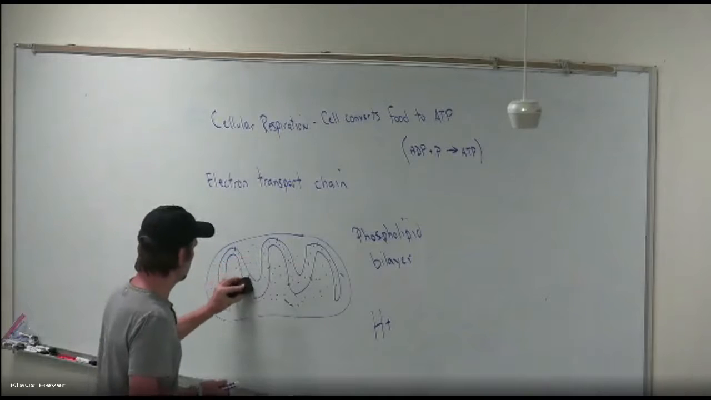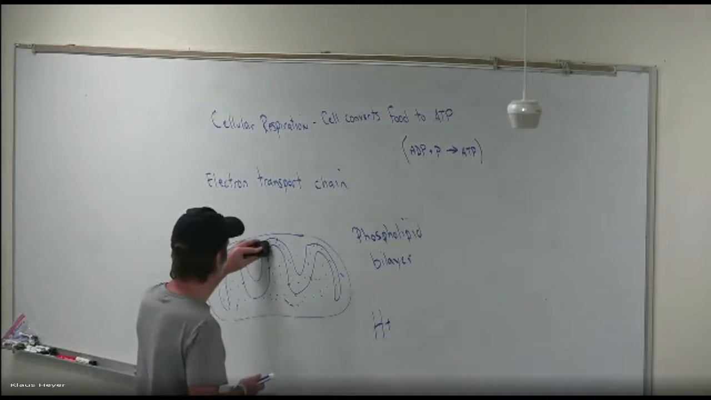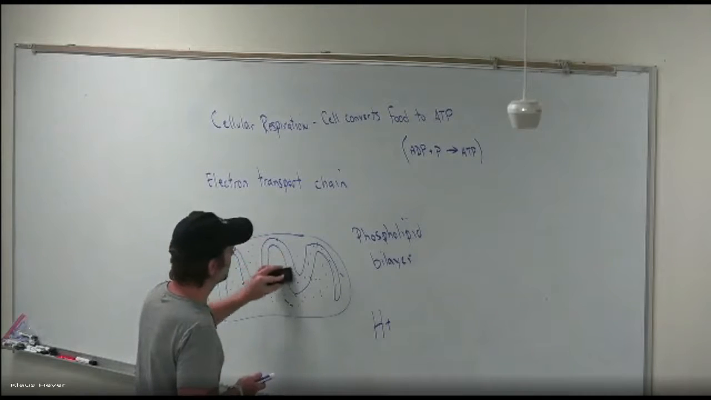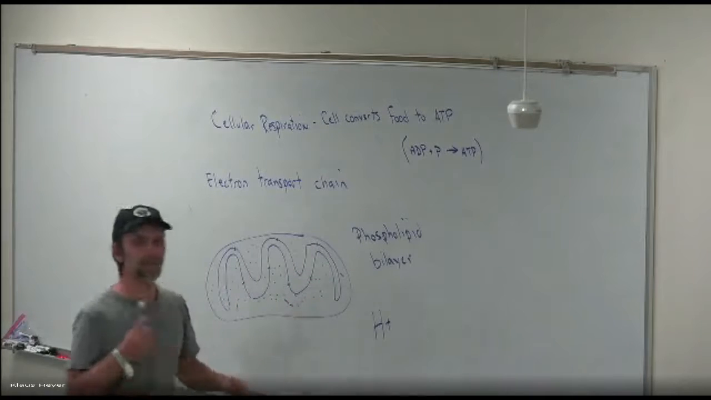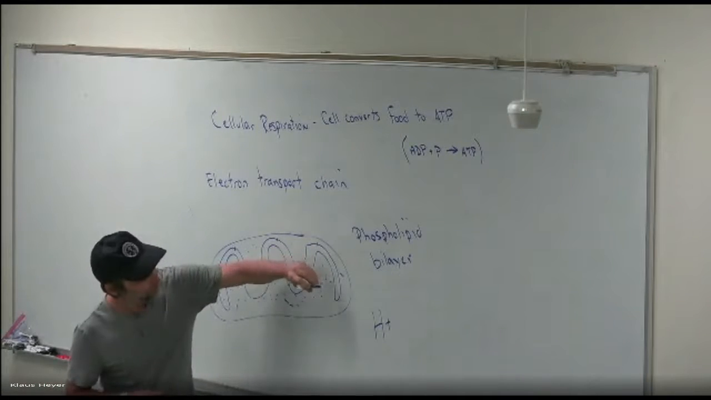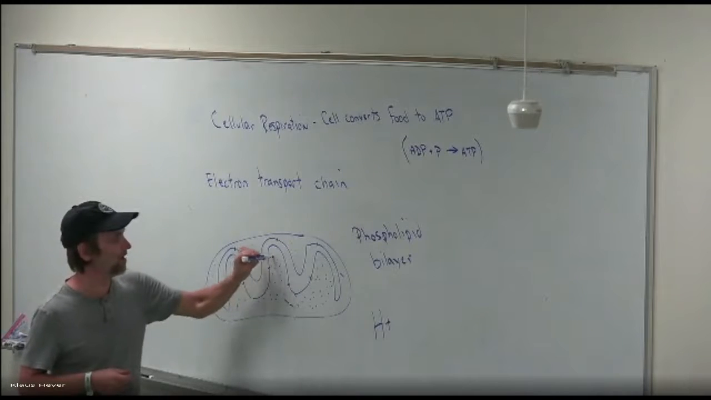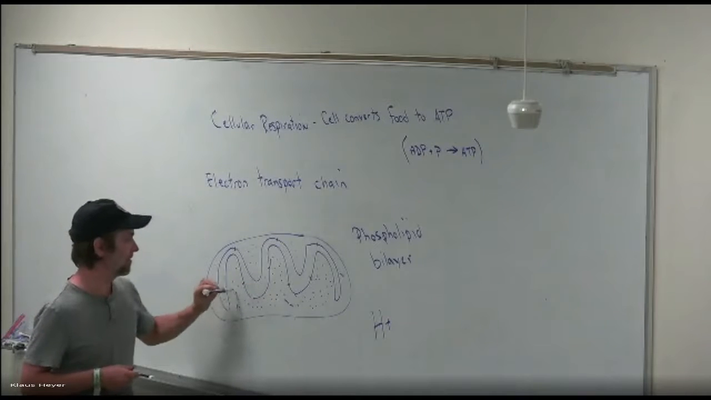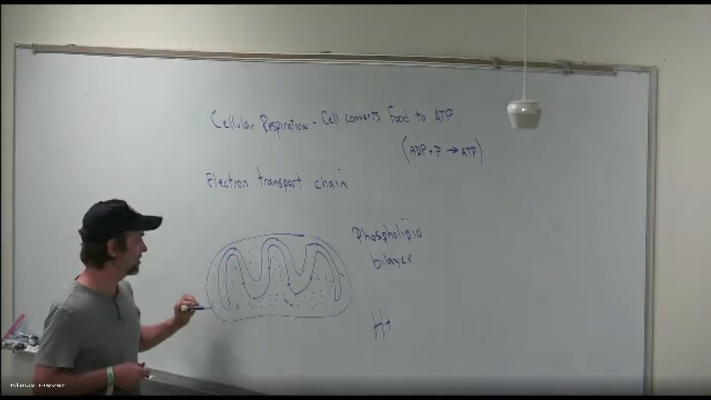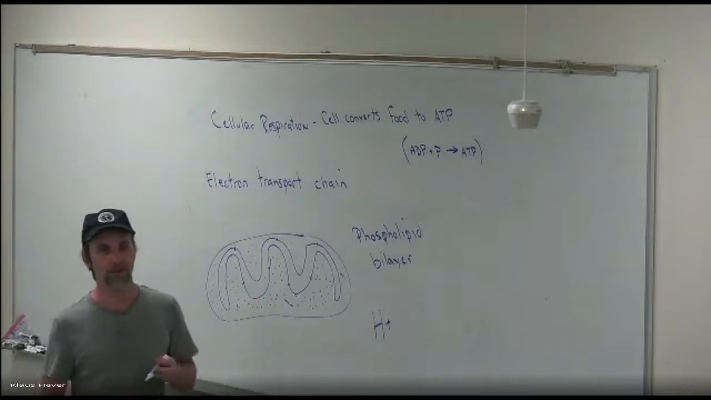I'm not going to write new ones, I'm just going to erase it if we can. We pumped them all out. Now, if you remember, this is active transport. We're going against diffusion. We're putting all of them out here and none of them inside. So that's going against the concentration gradient. So hydrogen ions are being pumped against the concentration gradient.